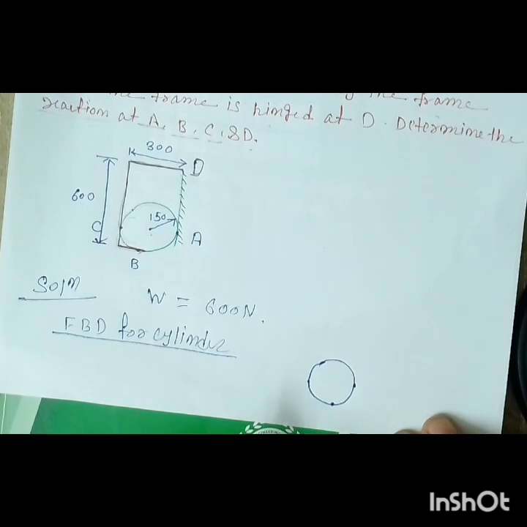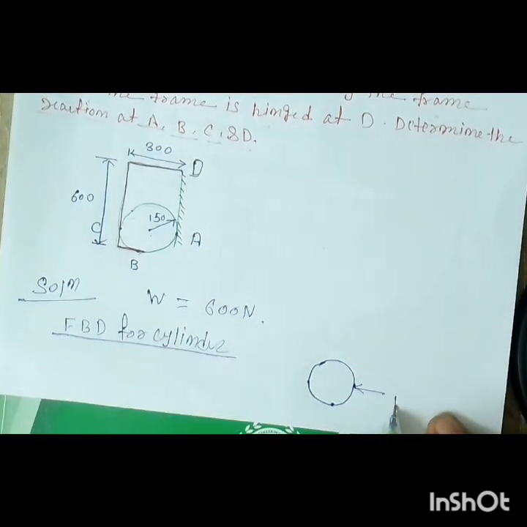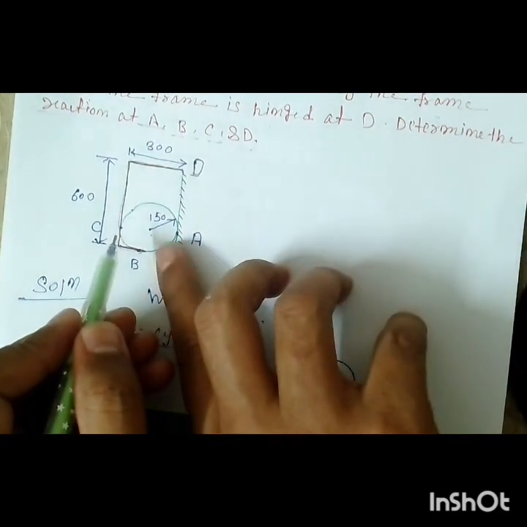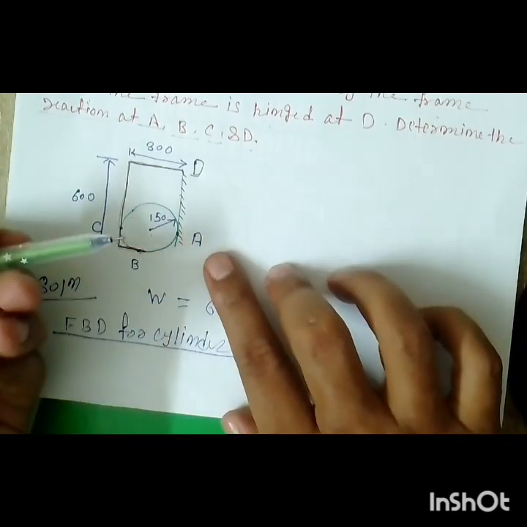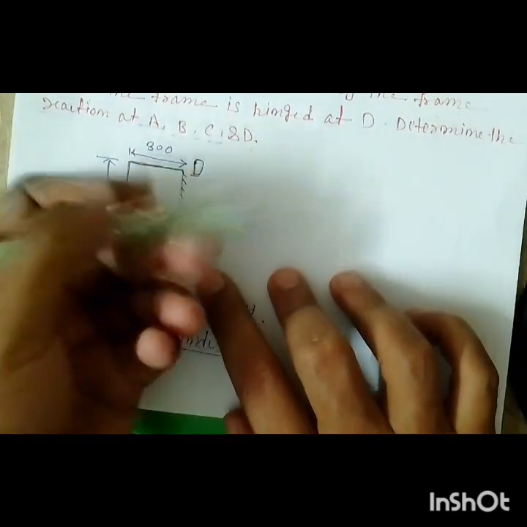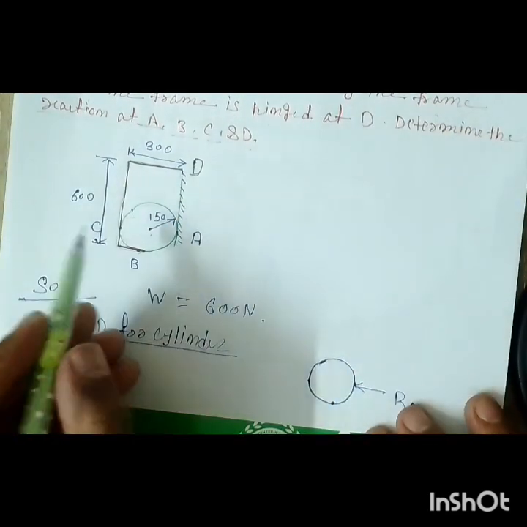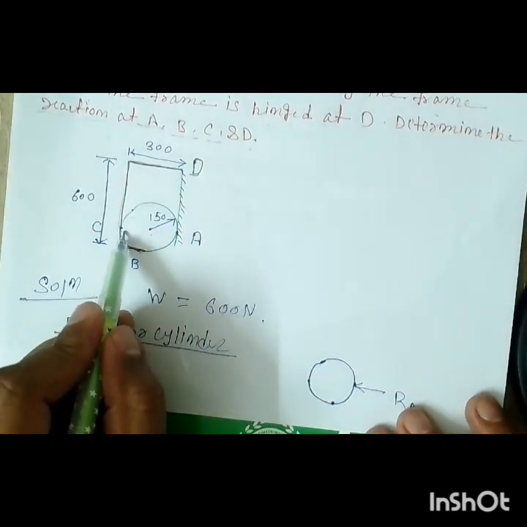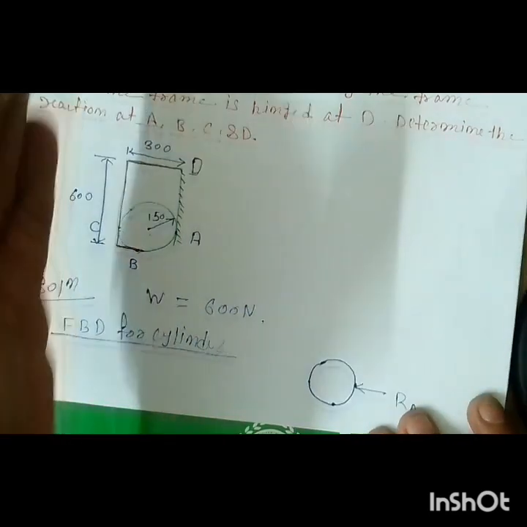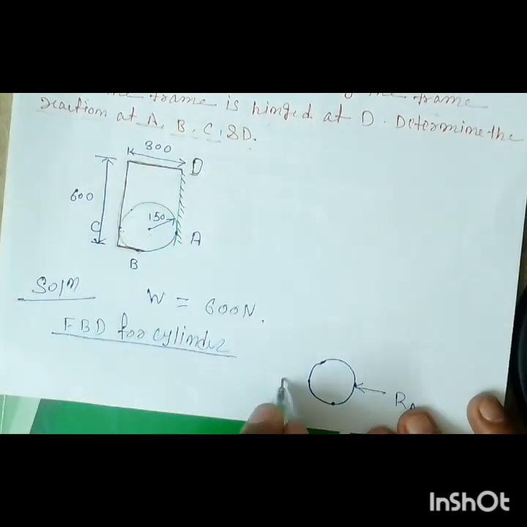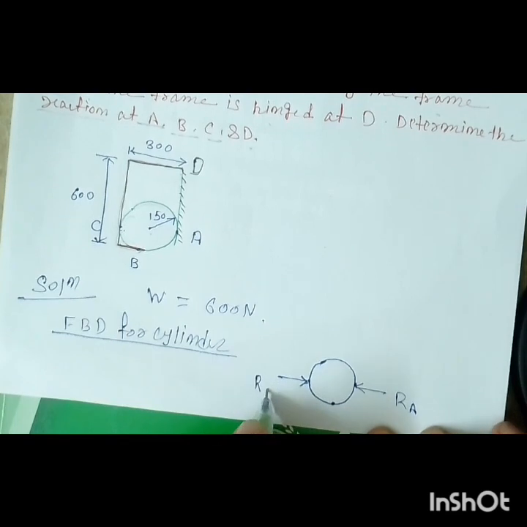So how will the reactions act? The reaction RA will be like this. Why? Because this end of the cylinder is in contact with this side, so the force applied by the cylinder on the wall is in this right direction, so the reaction will act in the opposite direction. Similarly, the force applied by the cylinder on this side of the frame is towards left, so the reaction will act at C towards the right. So this is RC.